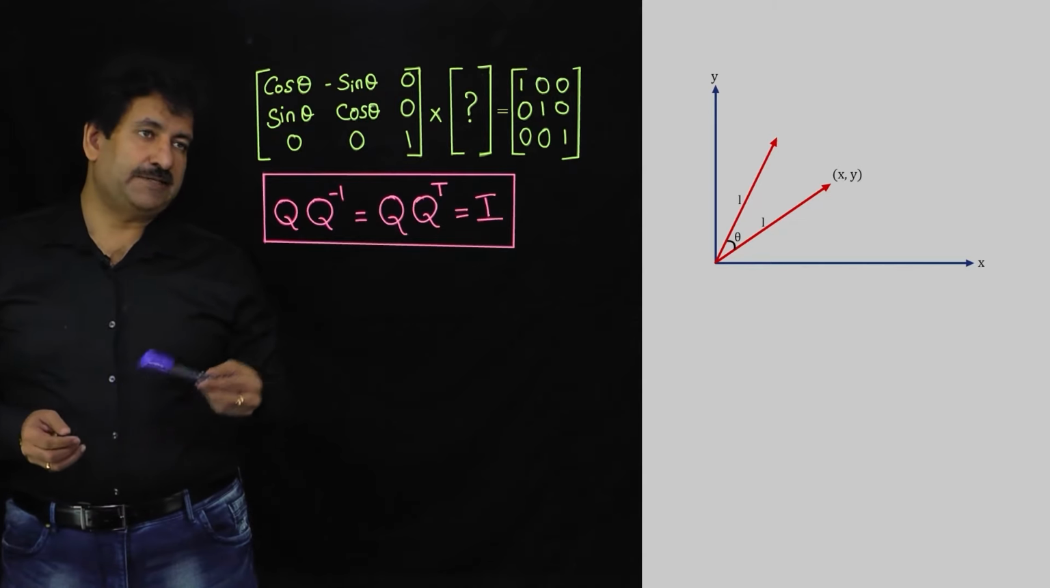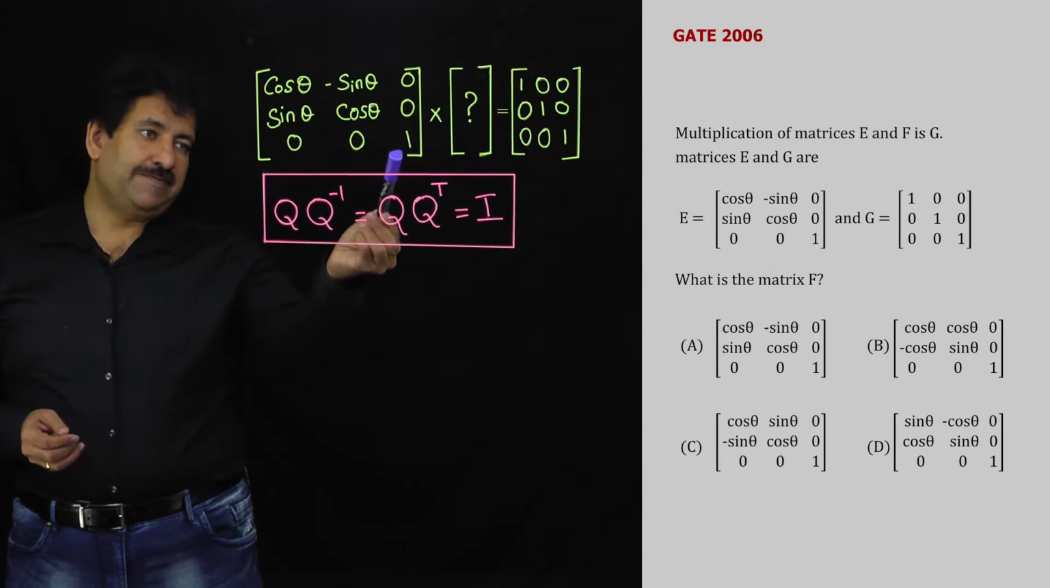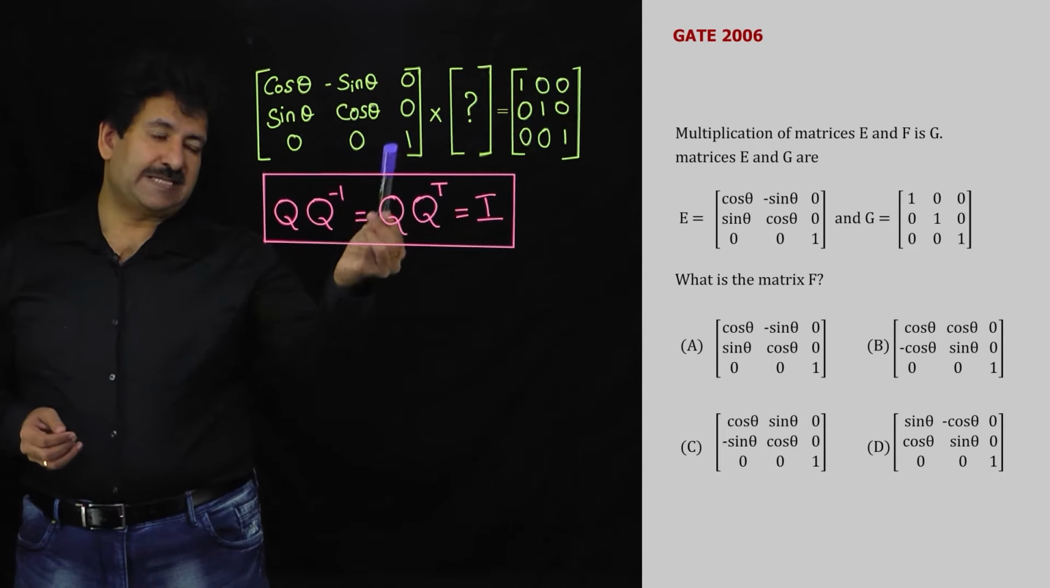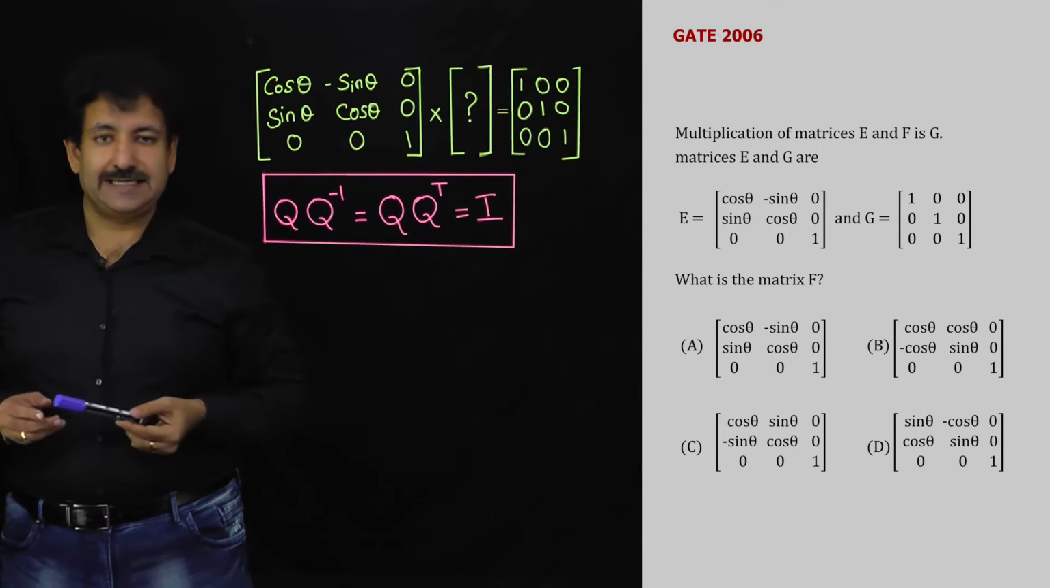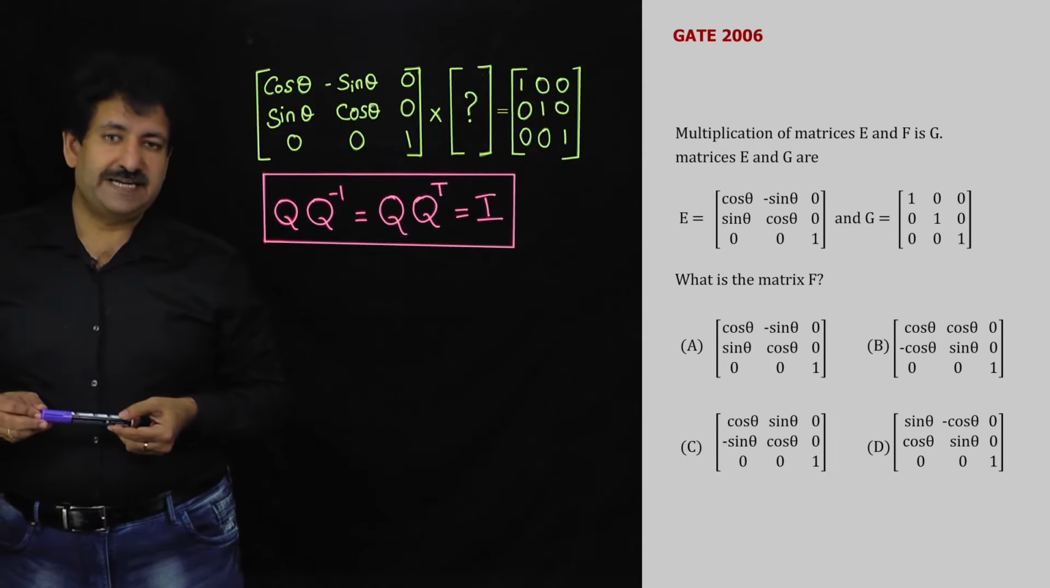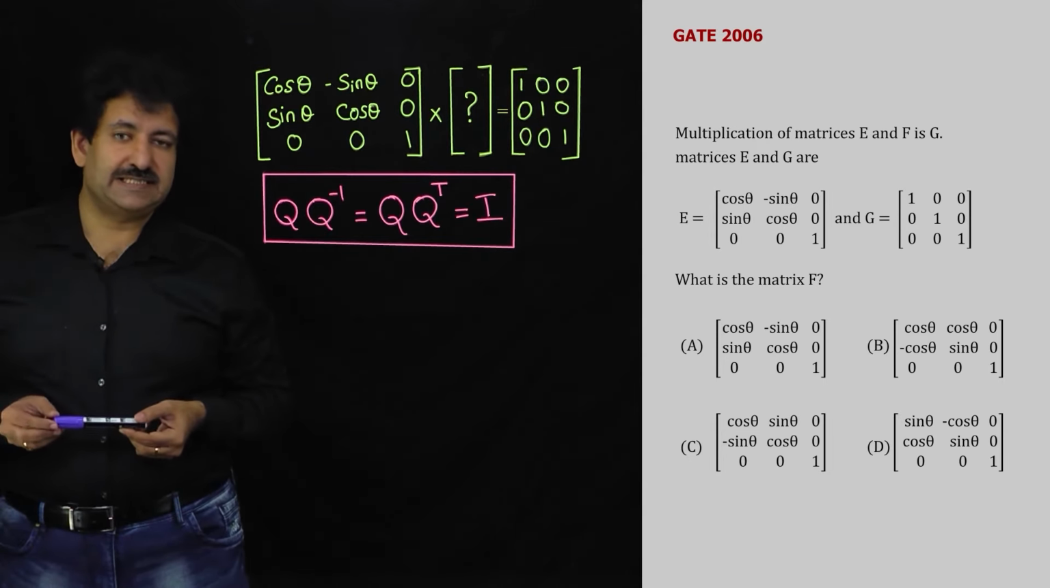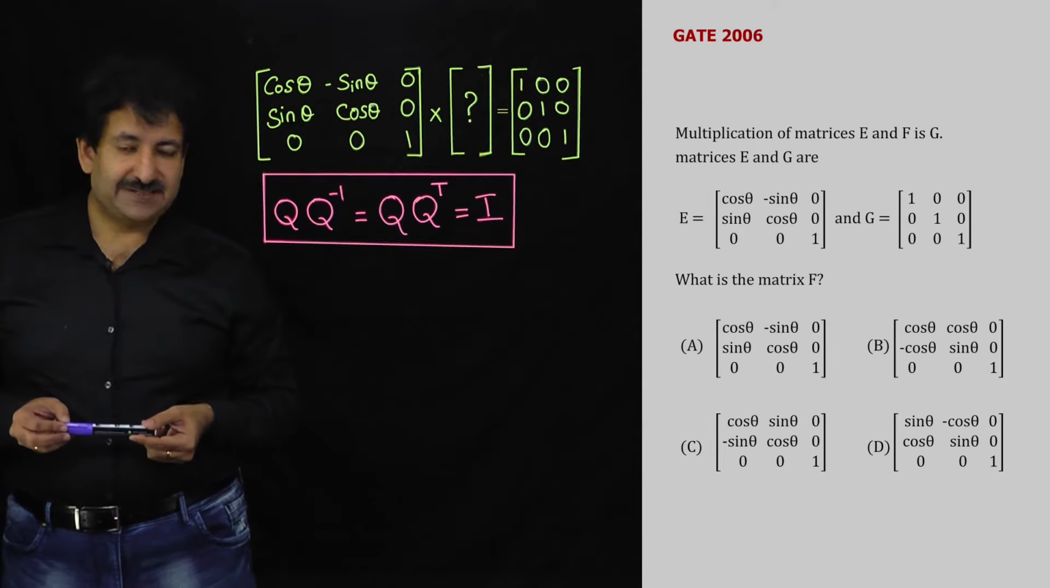One of the questions from GATE 2006 is that if you multiply this particular transformation matrix by what matrix, you would end up getting an identity matrix. A very simple and straightforward question. It would take less than 5 seconds for you to answer.